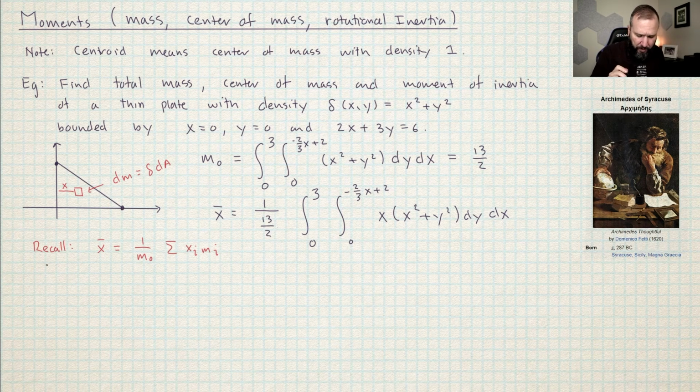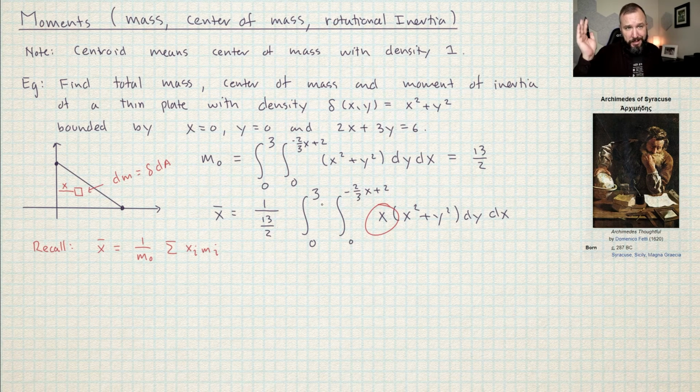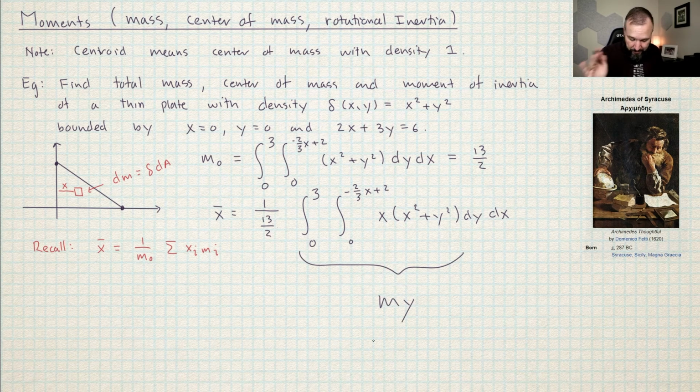When you're trying to figure out the x center of mass, you just do the same thing as the first moment and you stick an x in front of it. But if you do see that, sometimes you will see this called m sub y. That's just a little bit confusing to me. I don't think we need another name for that.